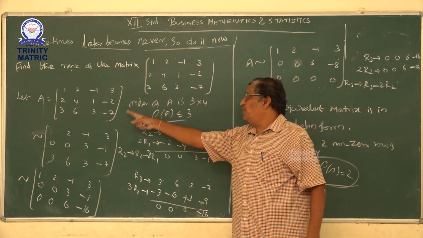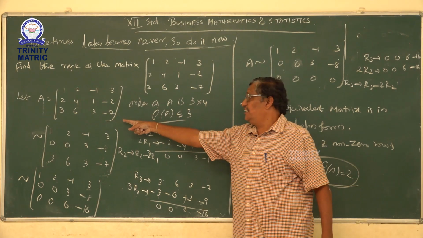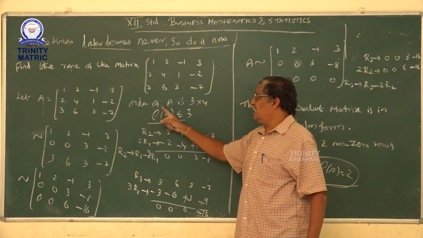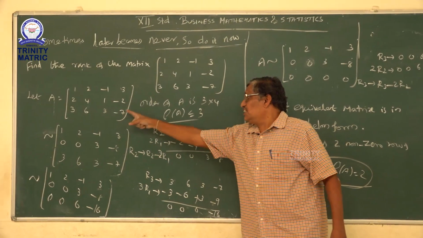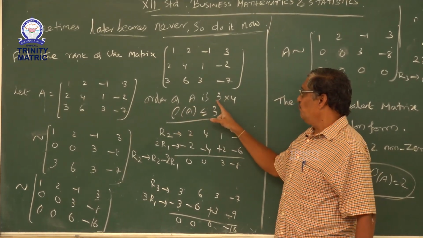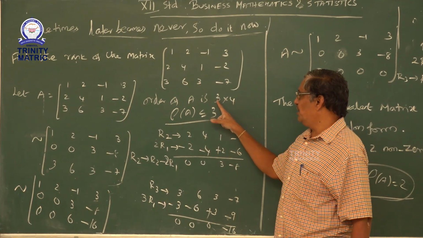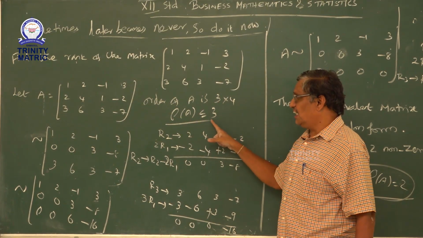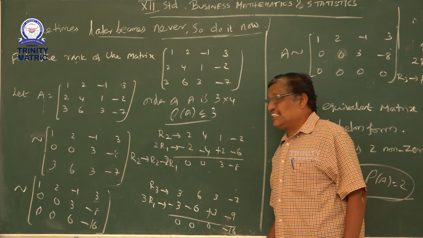We should give a name to the given matrix. Let A be equal to this. Now, what is the rank of A? We know there are 3 rows and 4 columns. Therefore, the rank of A is the minimum of these two numbers. What is the minimum value? 3. So, the rank of A is less than or equal to 3. Now, we do the elementary operations.